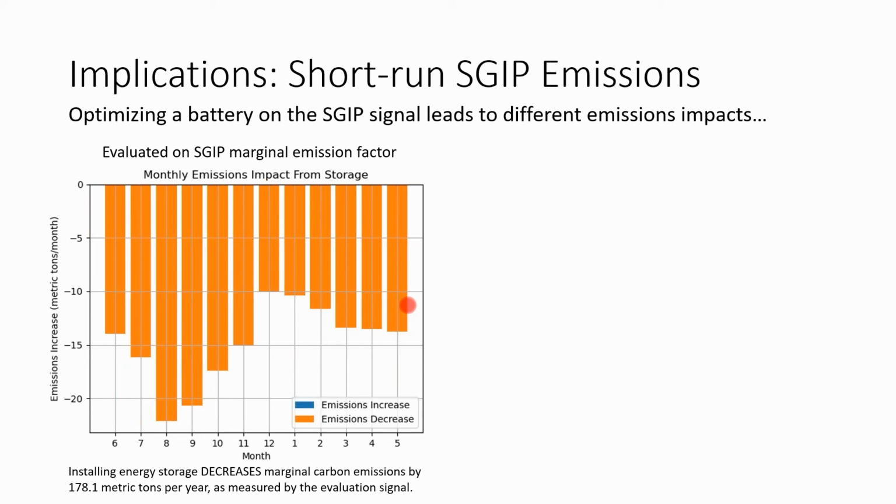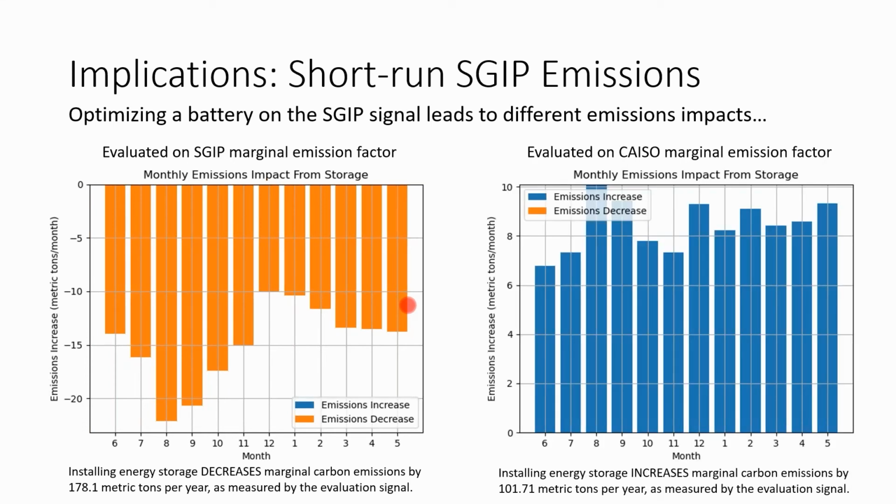However, I also wanted to see, okay, so for the same battery, if it's following the SGIP signal, but in reality, the marginal emissions are closer to what the CAISO data suggests, would that still increase or decrease emissions? And when you plug in the CAISO data as the evaluation signal, we see a pretty significant increase in all months, suggesting that perhaps the energy storage resources that are following this GHG signal are in fact increasing marginal carbon emissions on the electric grid, which is the opposite of what we want to happen.